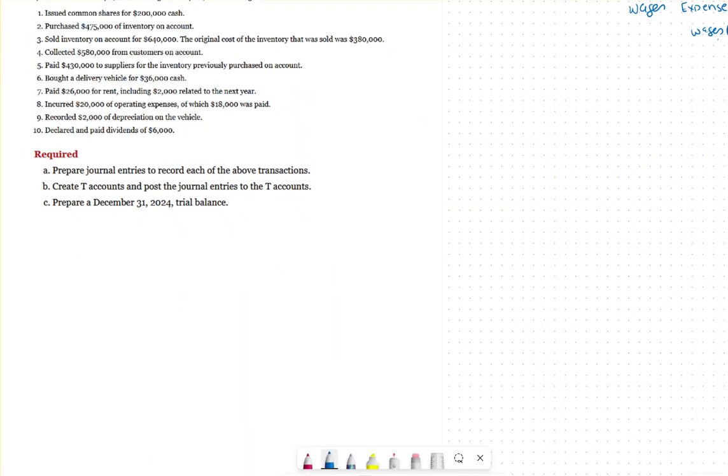In this case, this is my first transaction. It is transaction number 1. We issued common shares for cash. Cash is my debit, and that is my 200,000. And what did we issue? Common shares.